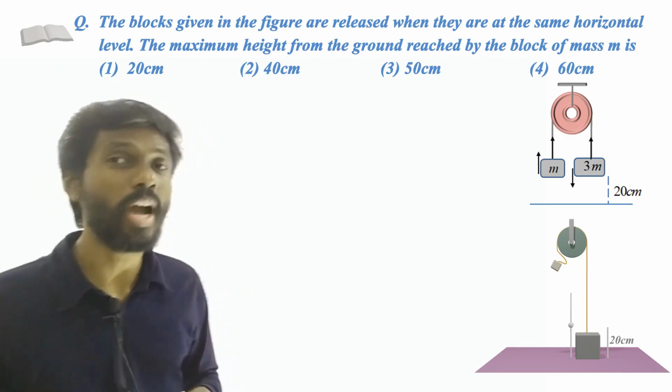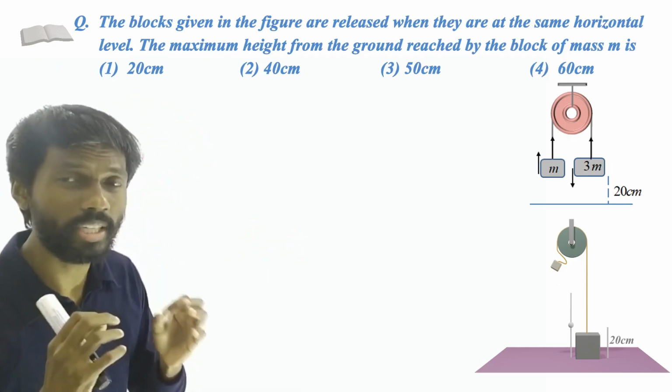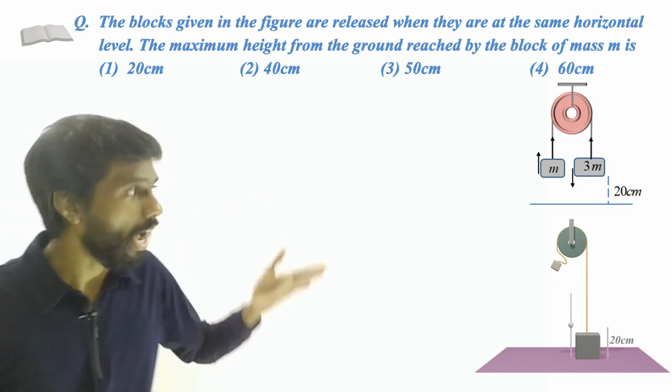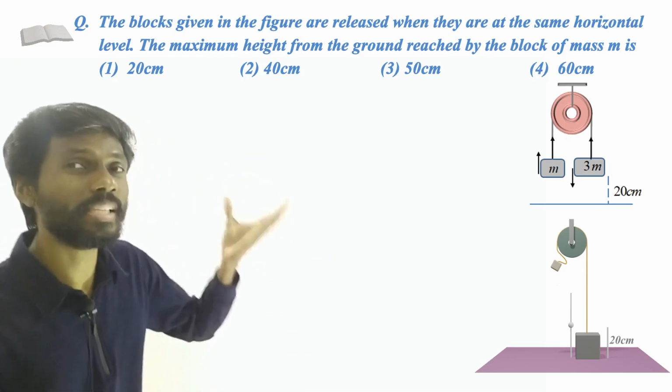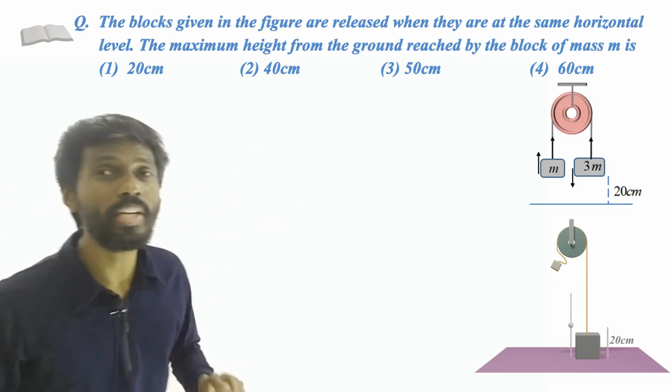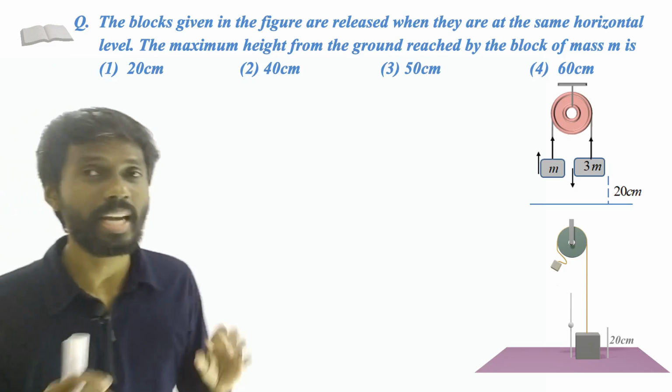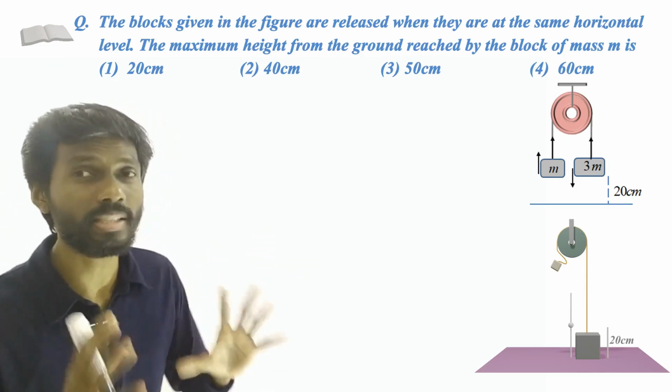So first of all, we have to find the velocity or the speed of this block when it reaches the height 40 centimeter, and from there, we have to find the maximum height where the acceleration is only due to the gravitational force. Okay, yes. Now see, what is the velocity? Let us find the velocity. First of all, let us find the acceleration of the blocks, right?